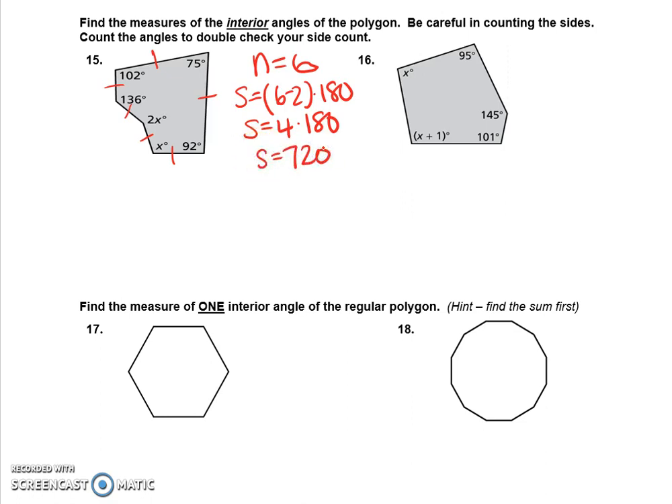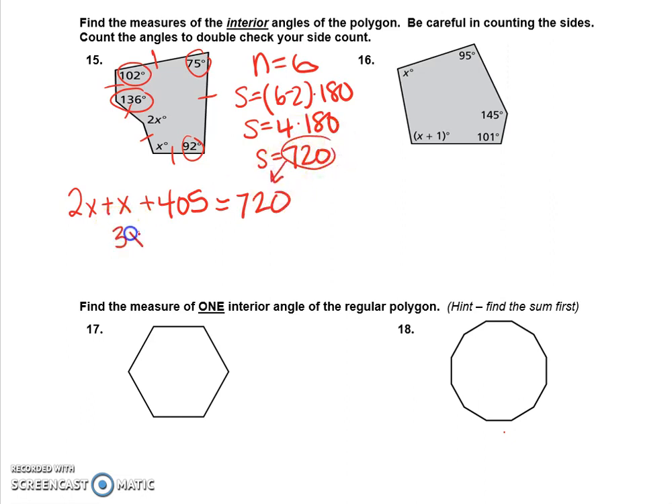Okay, now that you have the sum that all of this is supposed to add up to, you can start to write it out. So 2x plus x, 92 plus 75 plus 102 plus 136. You could write that all out. I am 100% okay if you just skip and call that 405, because that's what all of that adds up to. And then it's all equal to 720 because that's what we found the sum equal to.